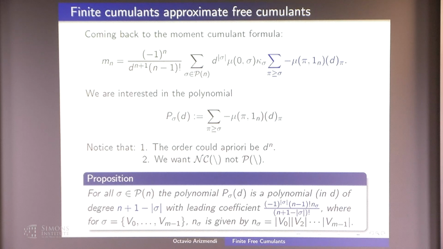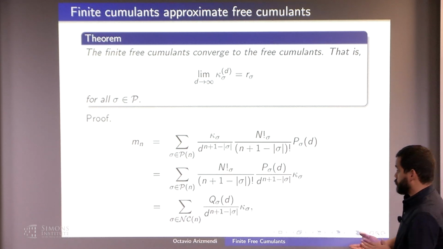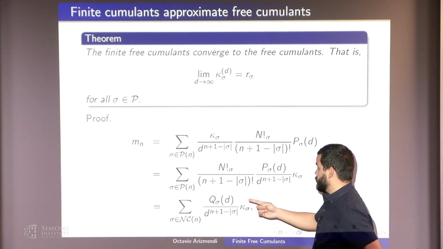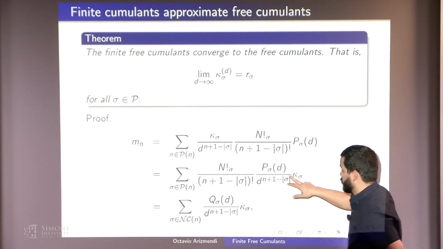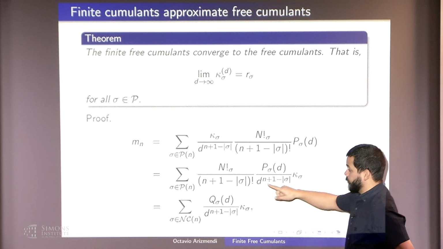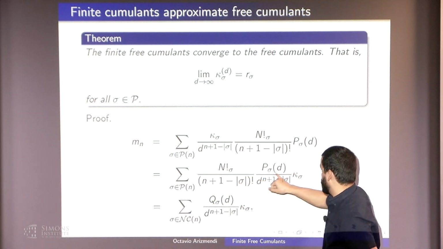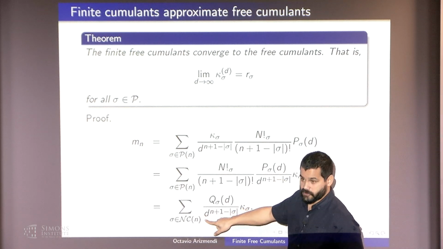Okay. So assuming this proposition, why do finite free cumulants approach free cumulants? The reason is that this proposition tells me that I can write moments in terms of cumulants, first by summing over partitions. And then how do I change from summing over partitions to summing over non-crossing partitions?